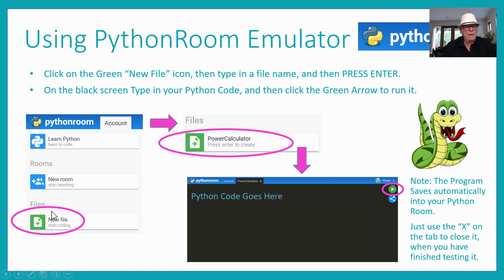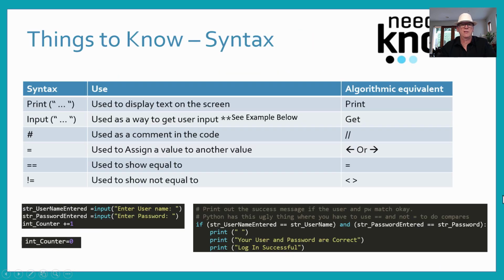When you want to make a new program, you just go to the green plus and click on new file. You have to type in the name of the file and press enter. Once you've done that, the Python code window editor will open up, and you can put your code in this black area here. When you want to test your code to see how it's going, use this little green button here. You don't have to worry about saving the program. That's all done automatically. As soon as you click on the X next to a program's tab, that closes it down in Python Room and automatically saves it.